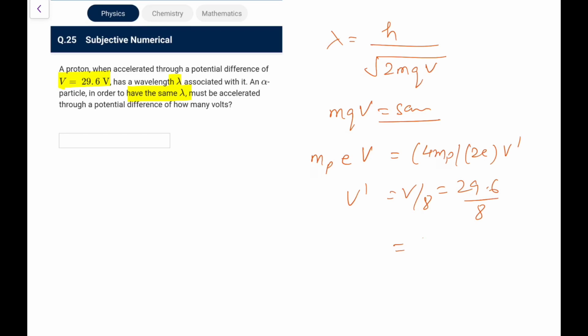29.6 by 8, this comes out as 324. What you are left with, 56, that is 3.7. So the answer is 3.7 volts, and this completes our paper.